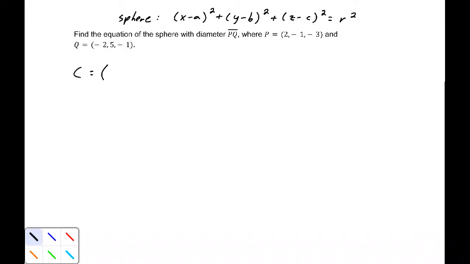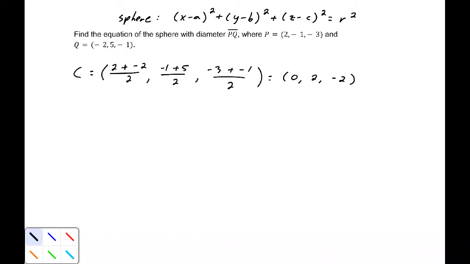C equals, in our ordered triple, we'll begin with 2 plus negative 2 all over 2. That's our x component. Negative 1 plus 5, all divided by 2, that'll be our y component. And negative 3 plus negative 1 over 2, that'll be our z component. That results in the point (0, 2, -2).